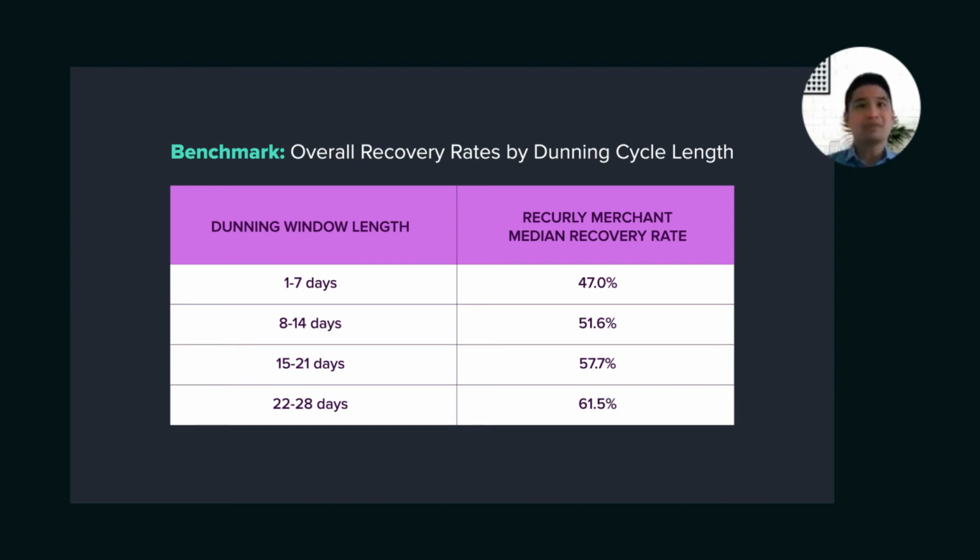So the best way to determine your actual Dunning window is really to experiment with different lengths to see what gets the best results for your company. You could definitely use these benchmarks as a good baseline starting point and then tweak it from there. But I do want to share with you some reasons why you may actually not want a longer Dunning cycle.